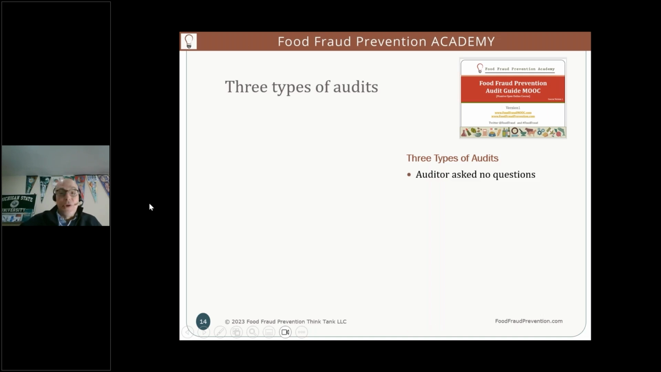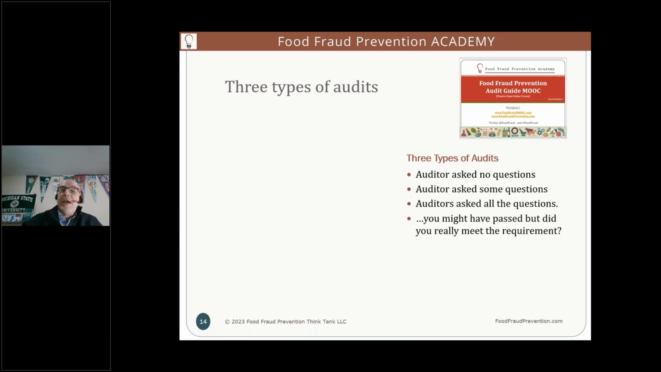Of the audit that occurs, the auditor asks no questions about food fraud. Or the auditor asks some questions. Or the auditor asks all the questions. So for us, a recommendation is to look at your audits because you might have passed, but did you really meet the requirement? Go back and look at those previous audits, just the food fraud section, and look at the thoroughness of that detail. Also, what were the comments and what were your responses? You should know and communicate this internally.